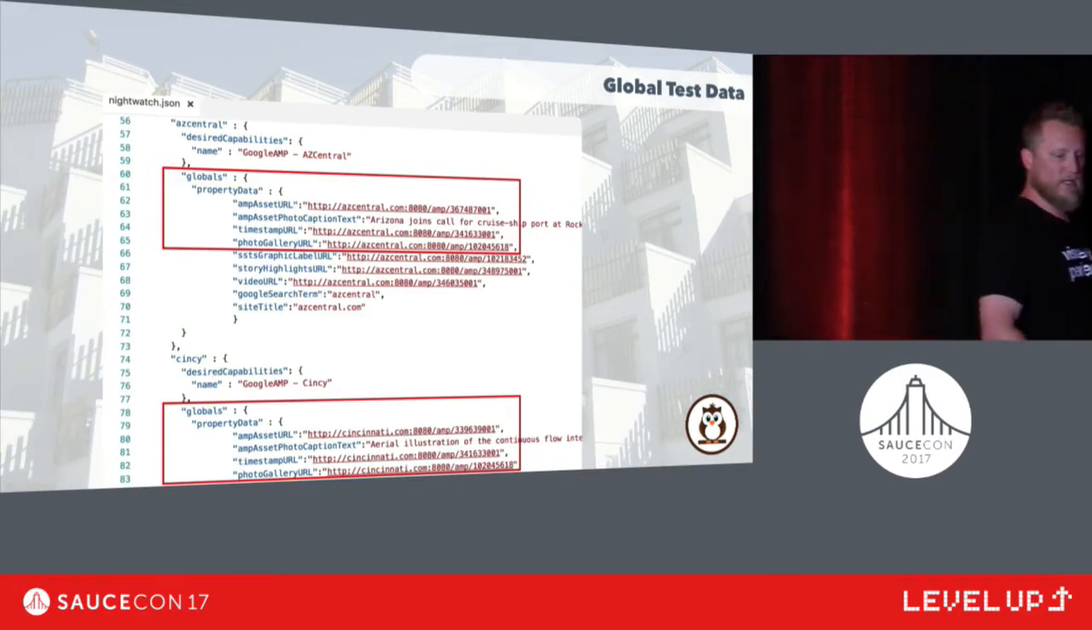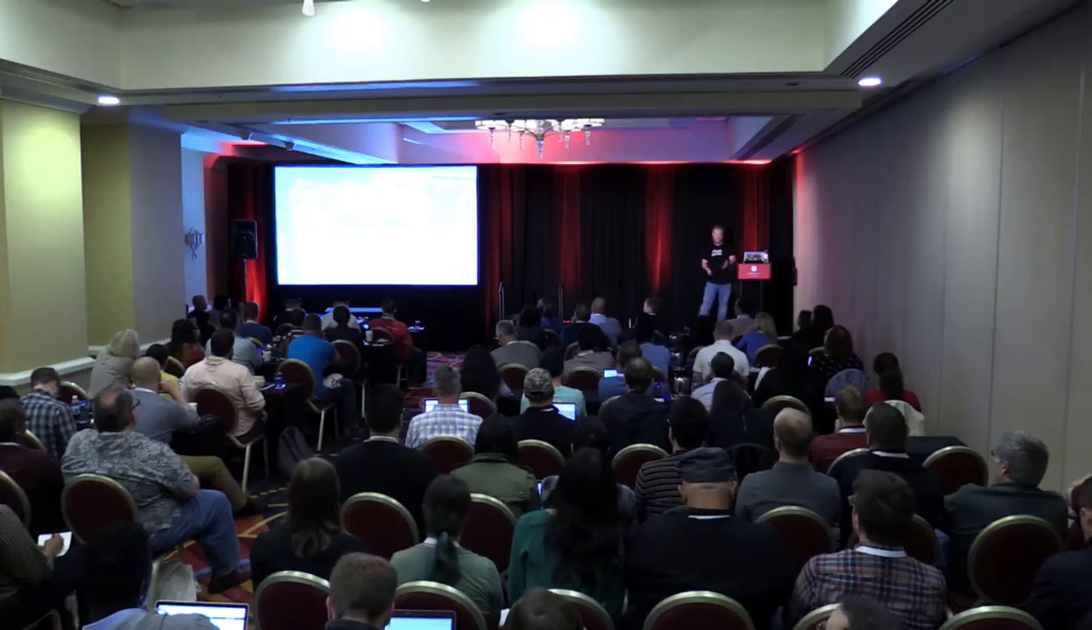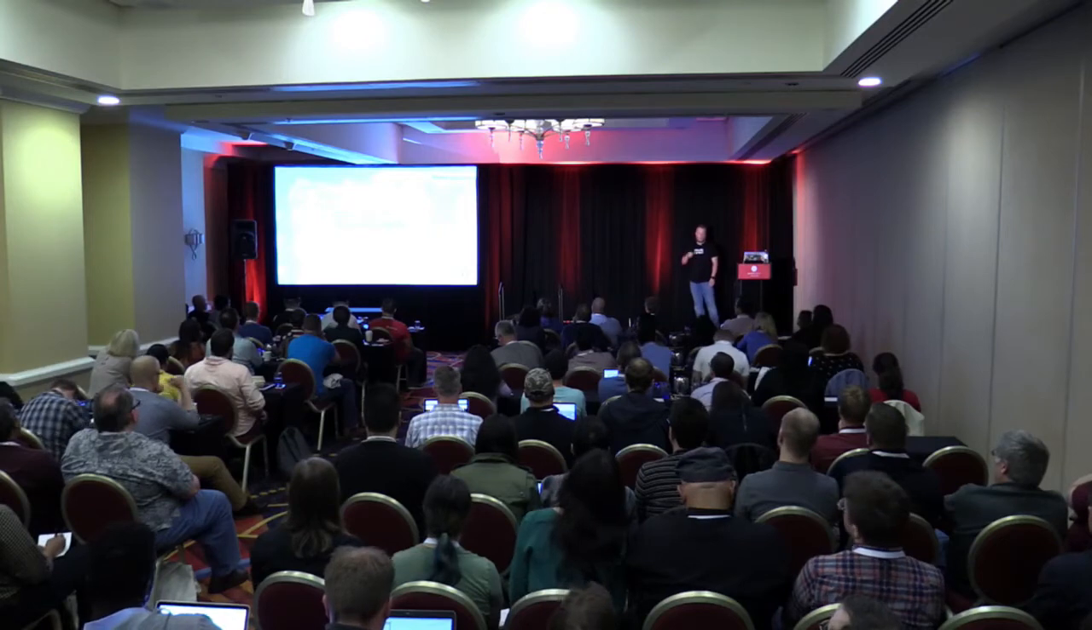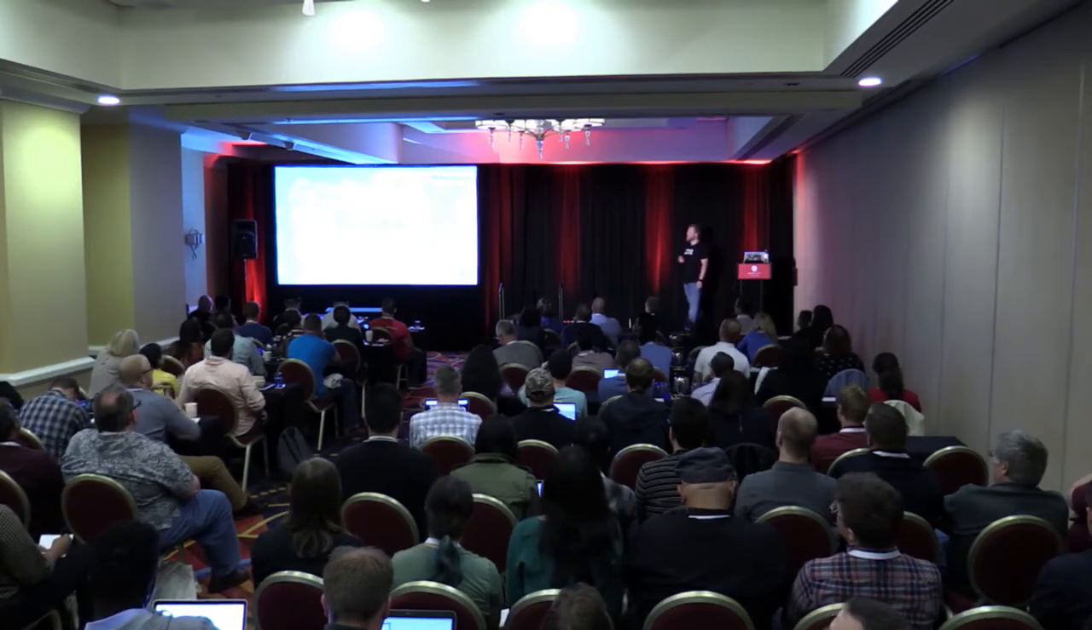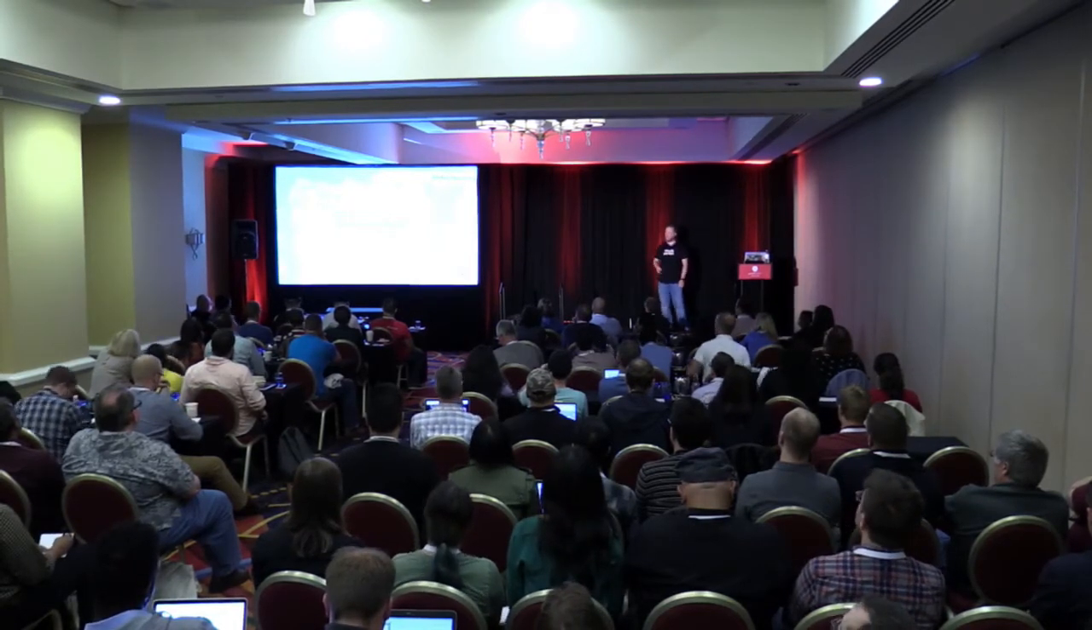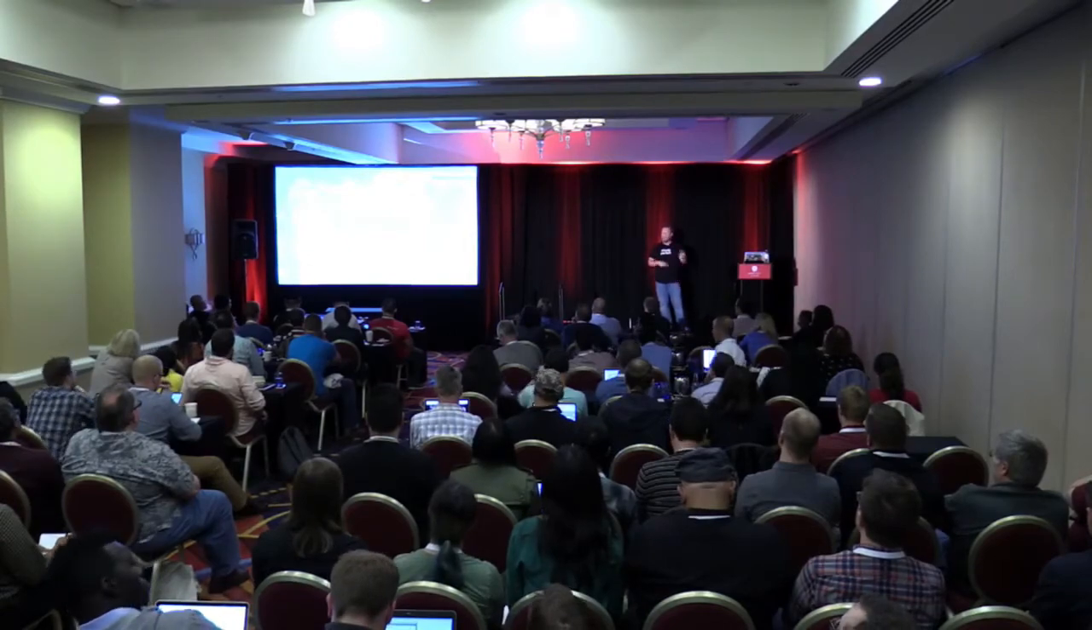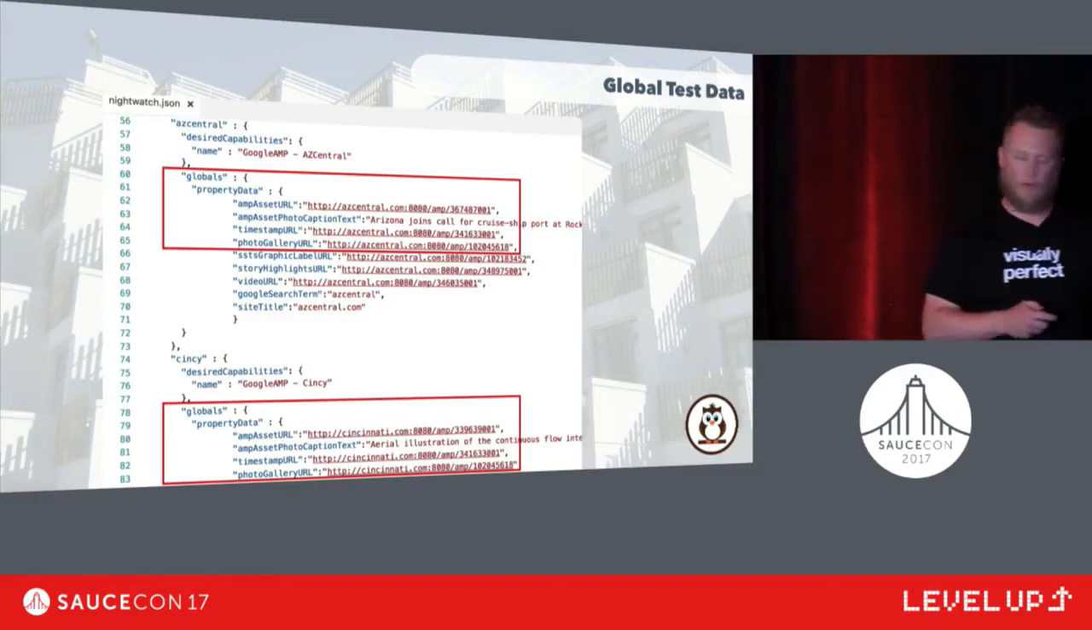So when I run that test, trying to access, say, the very first one on line 62, the AMP access URL, I can go to that AZ Central URL. But then if I flip it over to Cincinnati, I can go to that different article.